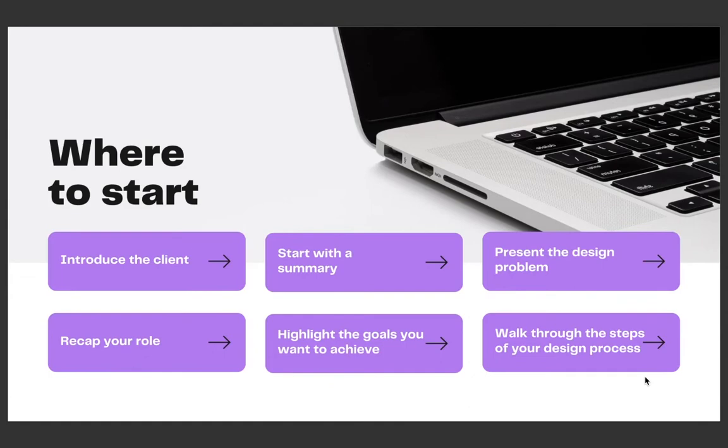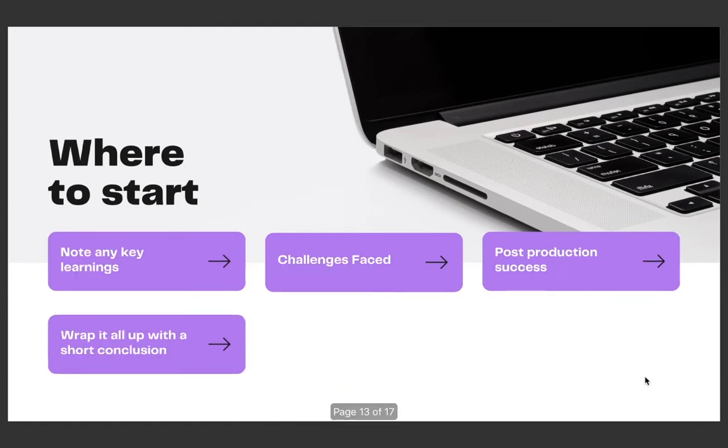All right, then I like the goals you want to achieve at the end of the project. Walk us through the steps of your design process, all the steps you took. Note any key learnings. Did you learn anything along the way? Also highlight the challenges you faced and how you solved them.